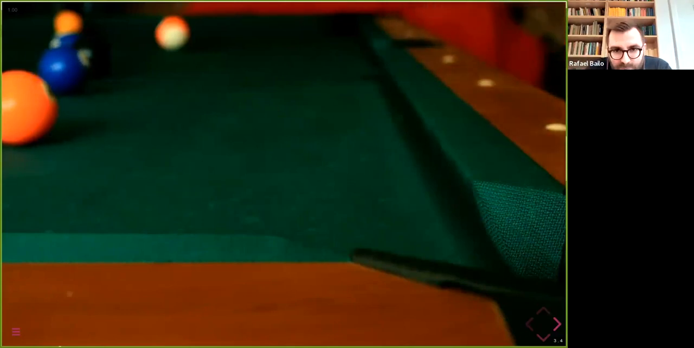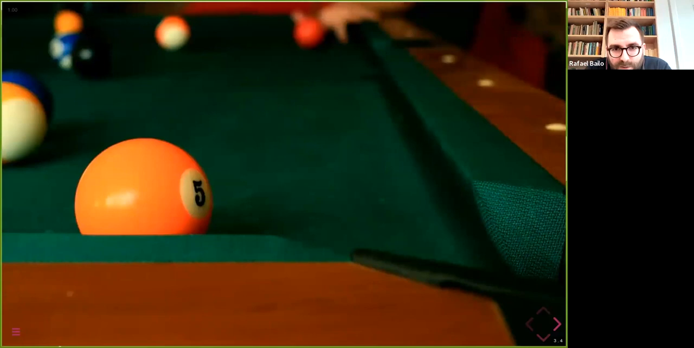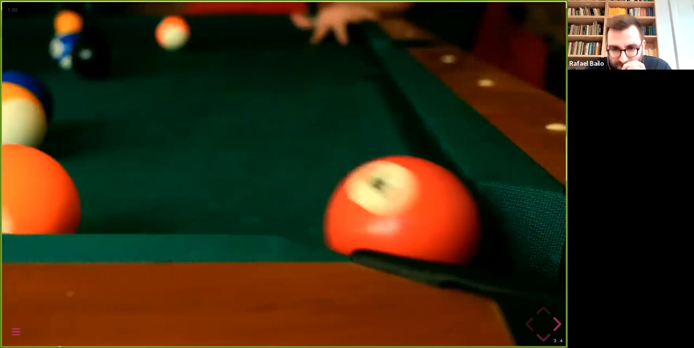Now, at this stage, you might have a question, which is, why is he playing billiards with a ball that's not the white ball? And I don't have an answer for this.